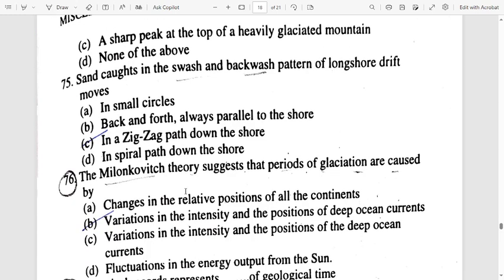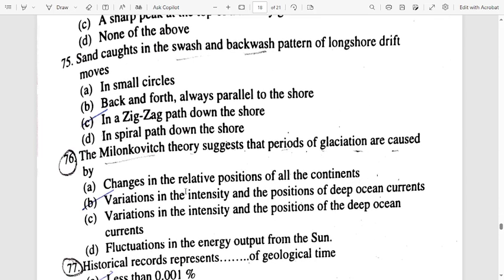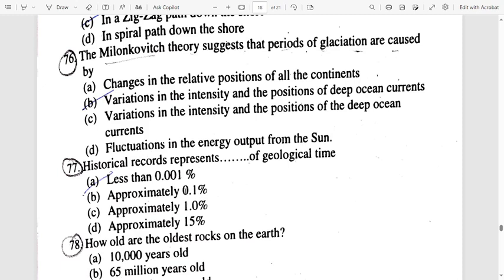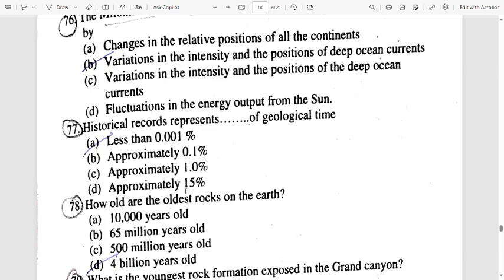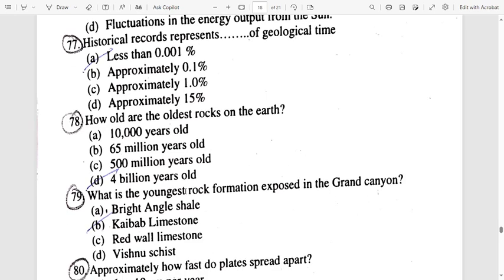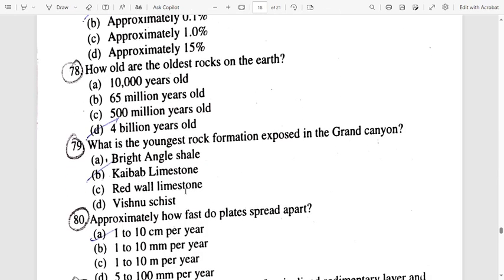The Milankovitch theory suggests the periods of glaciation are caused by variations in the intensity and positions of deep ocean currents. Historical records represent less than 0.001% of geological time. How old are the oldest rocks on the earth? 4 billion years old. What is the youngest rock formation exposed in the Grand Canyon?